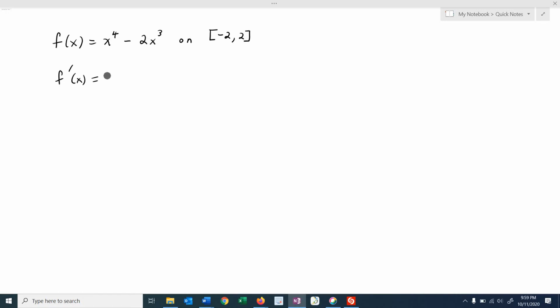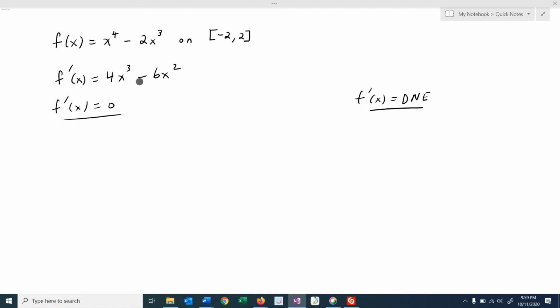Okay, so to do that, we have to find the derivative first. Of course, the derivative of this function will be 4x cubed minus 6x squared. And then we're going to set that equal to 0, and then find out when it doesn't exist. Remember, that's the definition of a critical point. Critical points have to be in the domain of the function, and they are locations where the derivative is 0 or doesn't exist.